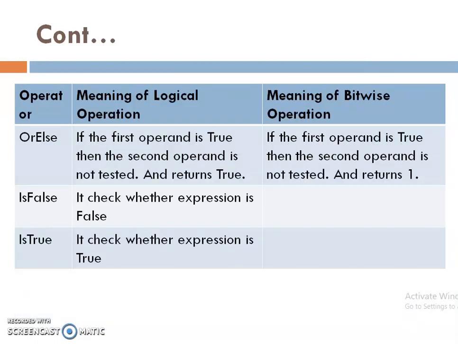Now we use the OrElse operator in logical operation. It checks the first operand value; if it is true, it does not check the second operand value, and it gives the result true. Now we use the OrElse operator in bitwise operation. First we check the first operand value; if it is true, the second operand value is not checked, and it gives the result 1.